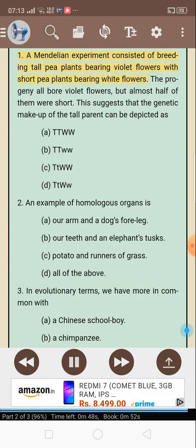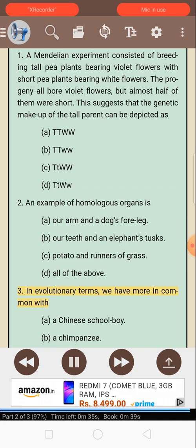Exercises. 1. A Mendelian experiment consisted of breeding tall pea plants bearing violet flowers with short pea plants bearing white flowers. The progeny all bore violet flowers, but almost half of them were short. This suggests that the genetic makeup of the tall parent can be depicted as A. TTWW, B. TTww, C. TtWW, D. TtWw. 2. An example of homologous organs is A. our arm and a dog's foreleg. B. our teeth and an elephant's tusks. C. Potato and runners of grass. D. All of the above.